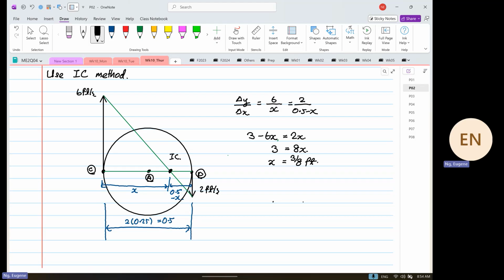And is the answer valid? Yeah, the answer is valid, because x is less than what?